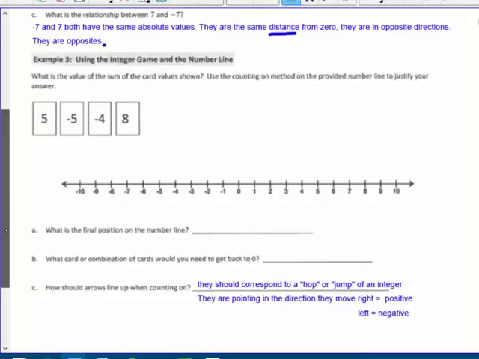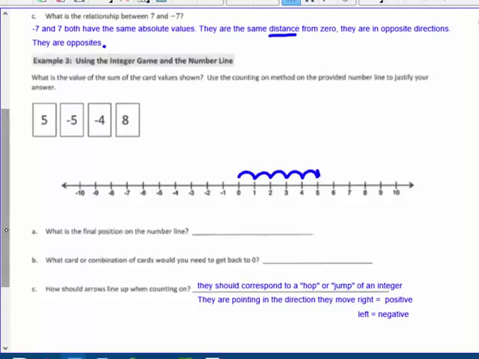So I'm going to start at 0, and you can either draw it like little hops or jumps over to 5, and I'm going to stop at 5 and draw a line. So that's my first card. Or you can draw it a little bit faster if you just draw an arrow pointing to the right and stopping at 5. The next card says -5. Well, since it's negative, you're going to move to the left. So positive is to the right, and negatives you move to the left.